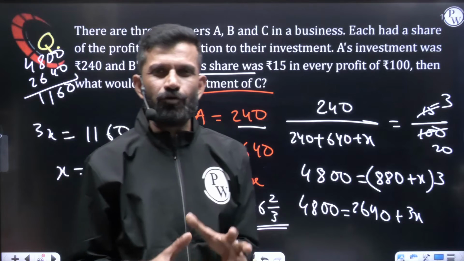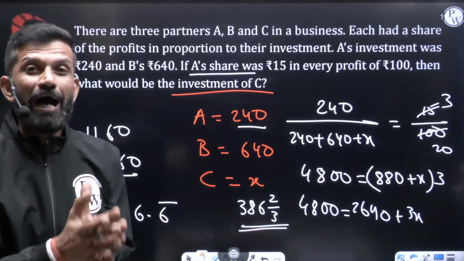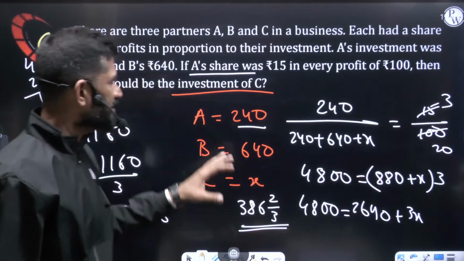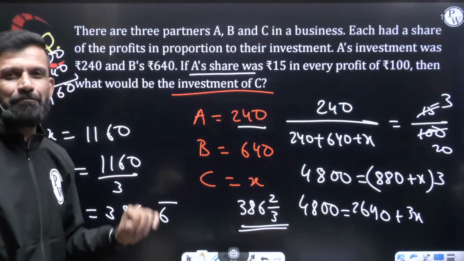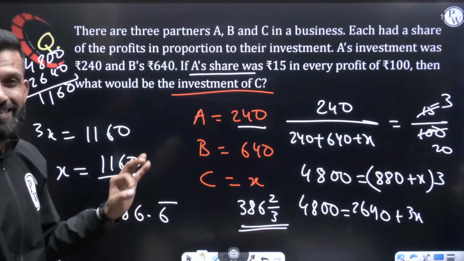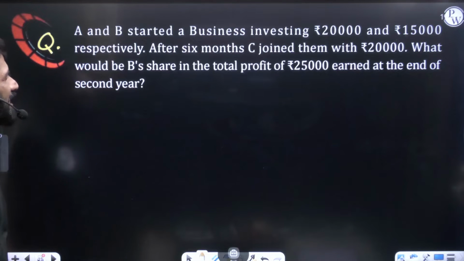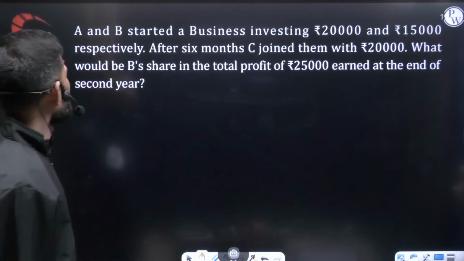So you can see, if you know how to sort out the equation, you can easily answer, but you should know how the money will be distributed. This is again the simple, my dear friend, not the compound partnership. It is a simple partnership. Moving further, this question. A and B started a business by investing 20 and 15 respectively.